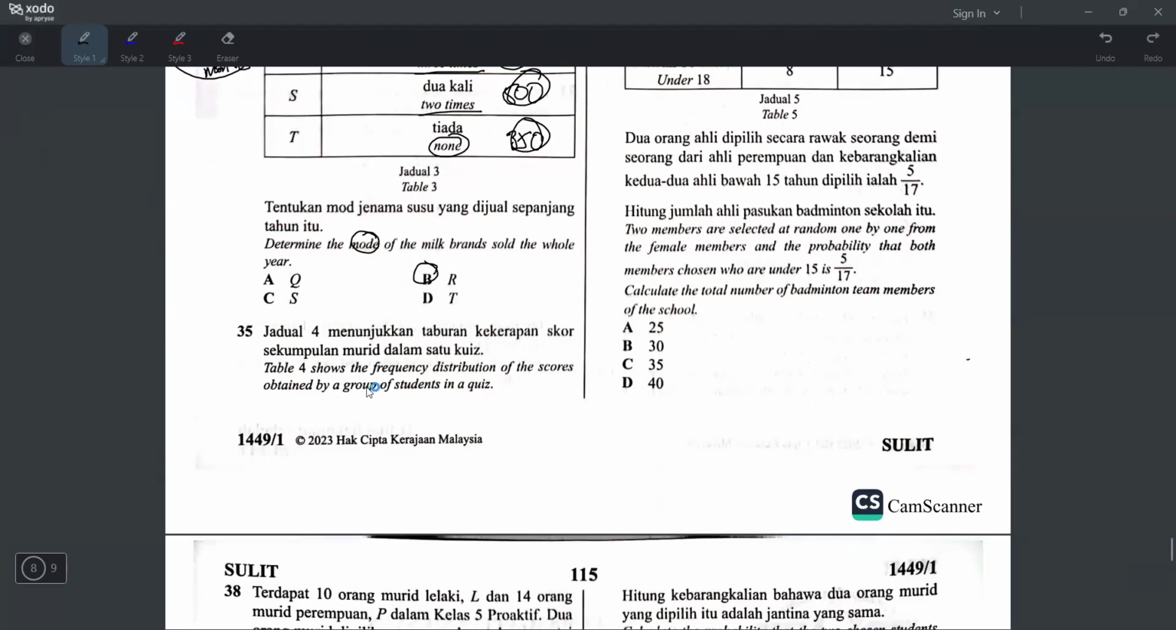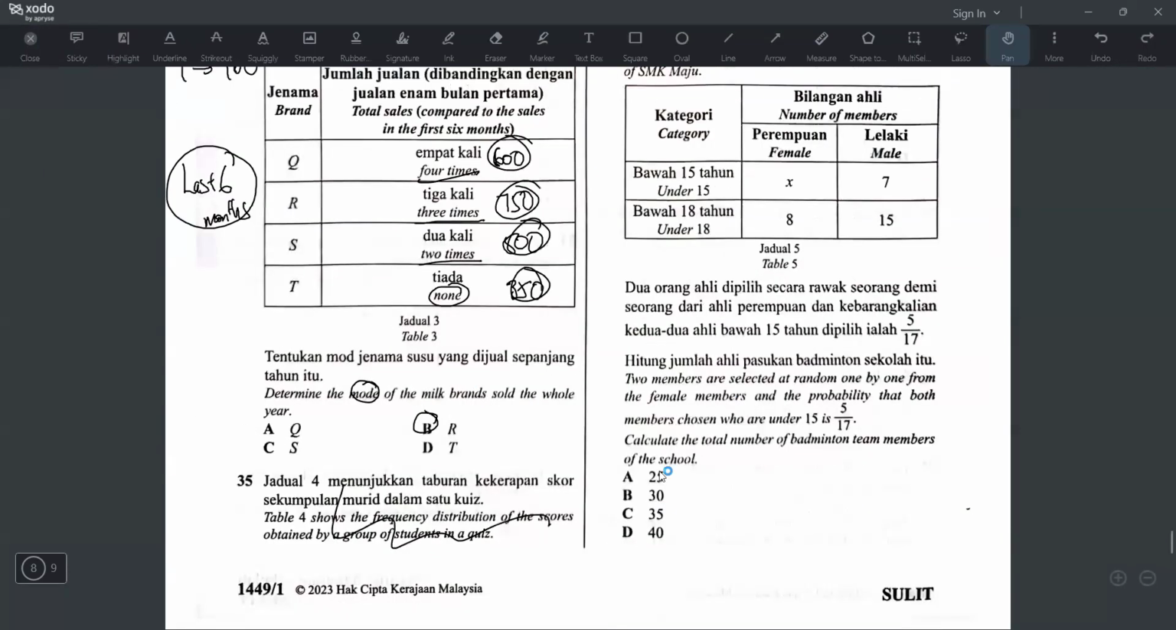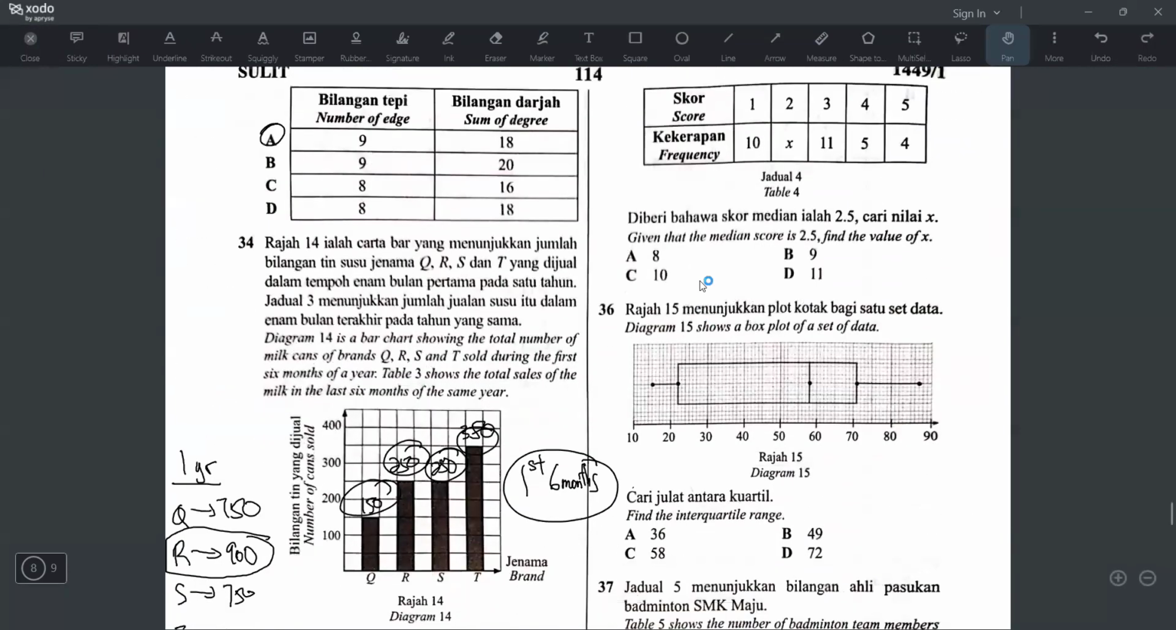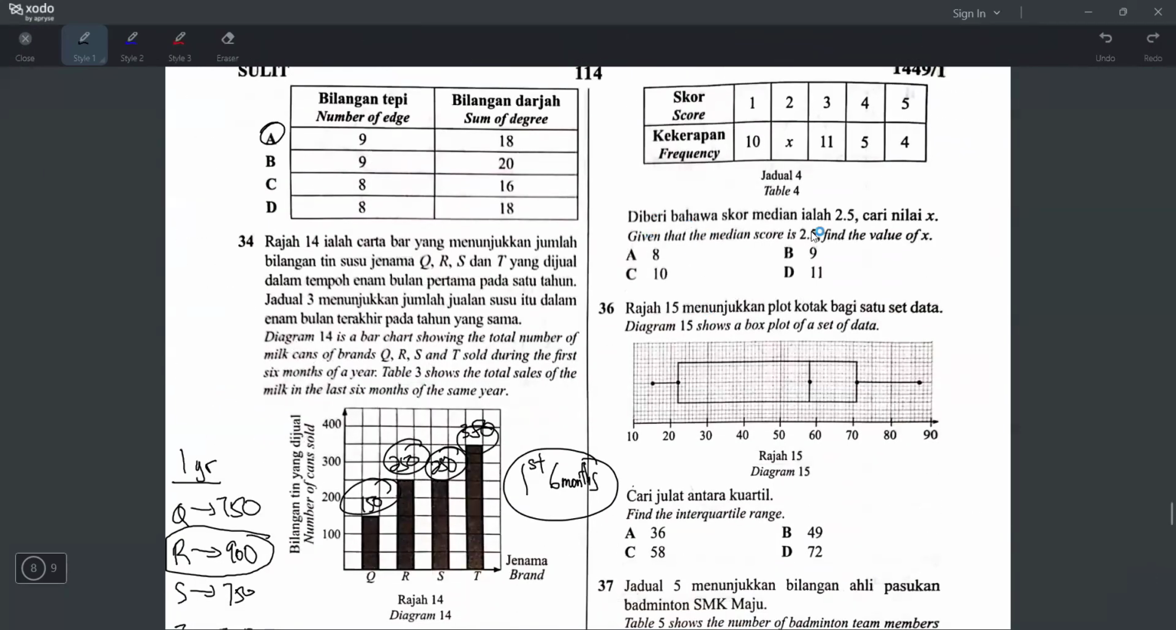Okay, sudah siap. Let's continue, 35. Table 4 shows the frequency distribution of the scores obtained by a group of students in the quiz. There's no information here, so let's look at the table. Given that the median score is 2.5, find the value of X. Okay, what is median? Median means the middle number, the middle value of the whole data.